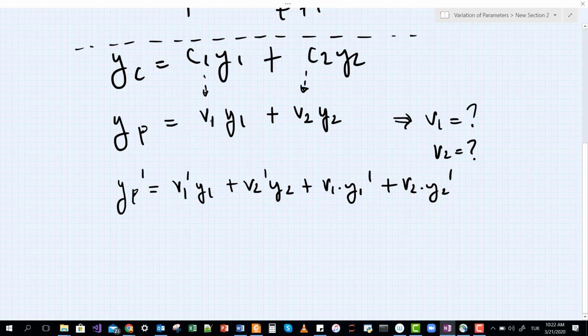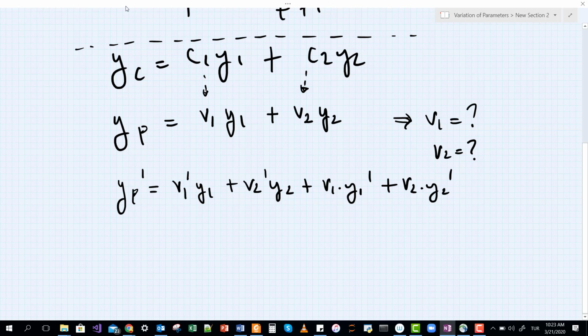I took the derivative of the first term, V1 prime, and multiplied by the second term. But as you see, I have four terms here, and I also have the derivatives of V1 and V2. I am going to need yp second prime for my differential equation. But if I take the second derivative, there's going to be a mess around, right? Even though I don't know V1 and V2, if I deal with V1 second prime and V2 second prime, it's going to be hard to find them out.